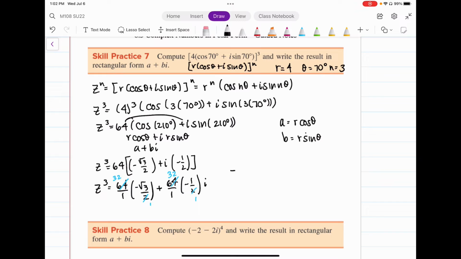I get that z to the third is equal to negative 32 root 3 minus 32i. There was a minus sign here, so a negative times a positive was a negative, and there was a minus sign here, which pulled in front. So that is z to the third in rectangular form.